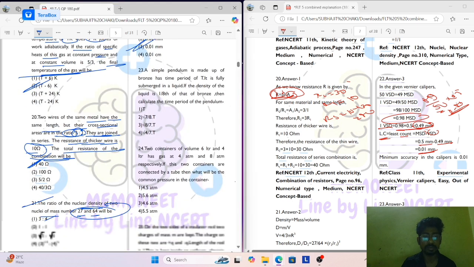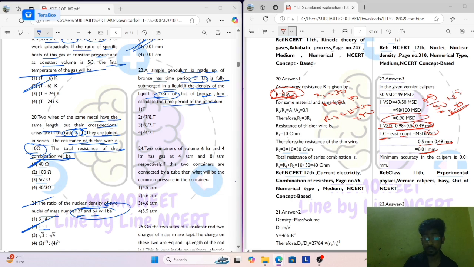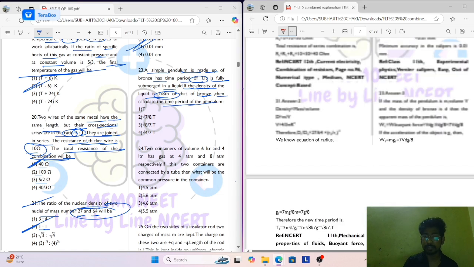A simple pendulum made of bronze has a time period of T. It is fully submerged into a liquid. The density of the liquid is 1 by 8 of that of bronze. Then calculate the time period of the pendulum. The time period of the pendulum depends on what thing?